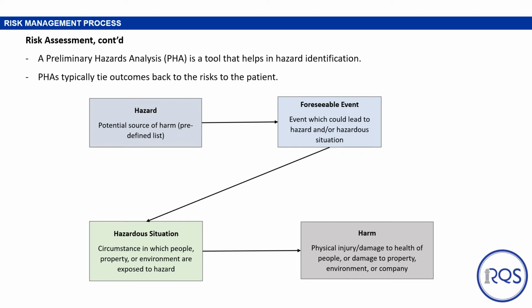A preliminary hazard analysis, or PHA, is a tool that helps identify hazards, and these typically tie outcomes back to risk to the patient. So we start out with identifying what the hazard is or the potential source of the harm. Then we think about foreseeable events, or which events could lead to a hazard and/or hazardous situation. And then we have the hazardous situation, which is the circumstance in which people, property, or the environment are exposed to the hazard. And then that may lead to the harm, or the physical injury or damage to the health of the people, property, environment, or the company.